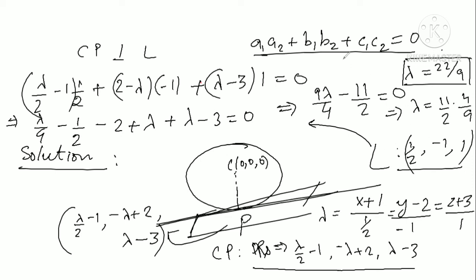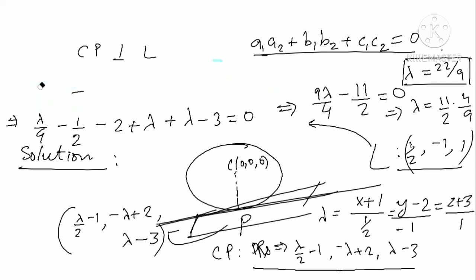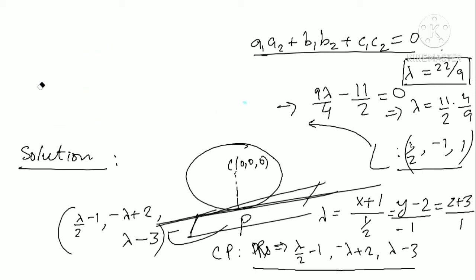So again, I need to create some space in order to solve further. So I got the value of lambda as 22 by 9. Now to find the coordinates of point P, I need to put the value of lambda in the coordinates. Okay.